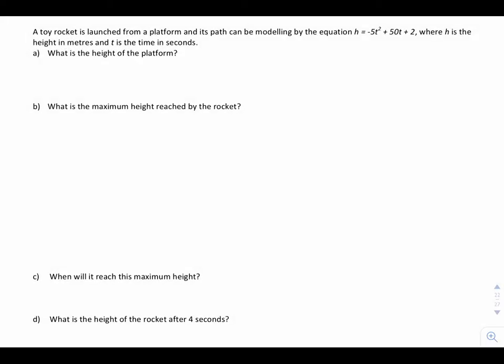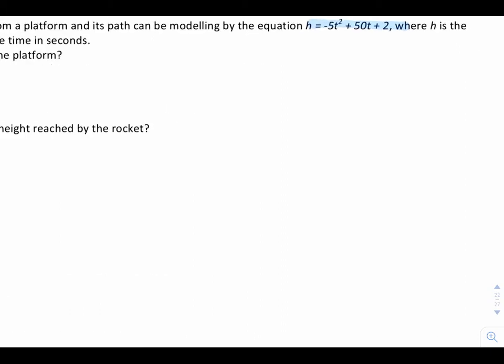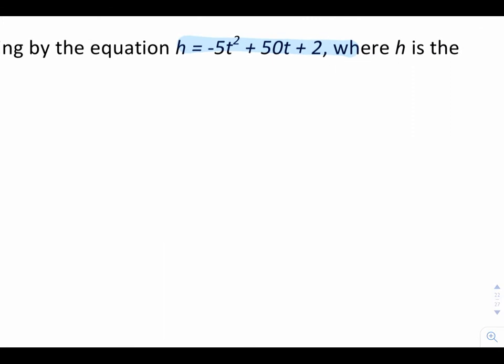In this question, we are given a toy rocket which is launched from a platform, and the path of the rocket can be modeled by this equation here. h is the height in meters and t is the time in seconds. So even before I try answering the question, what I always like to do with word problems that can be visualized is actually draw a picture.